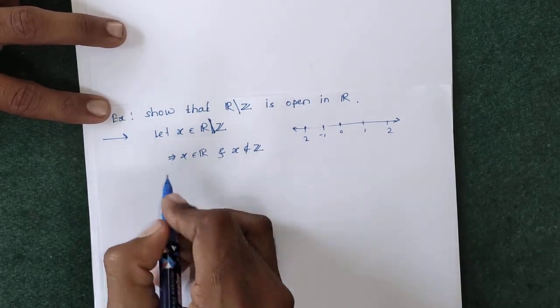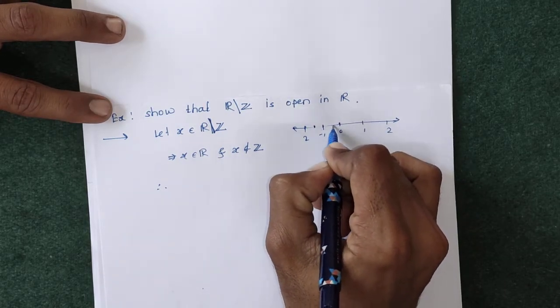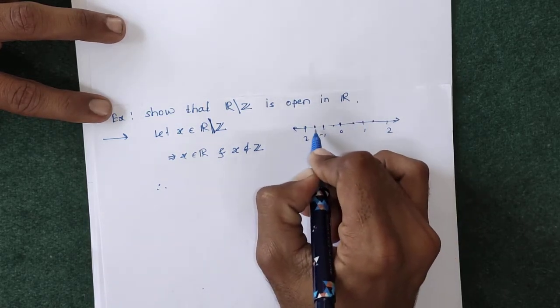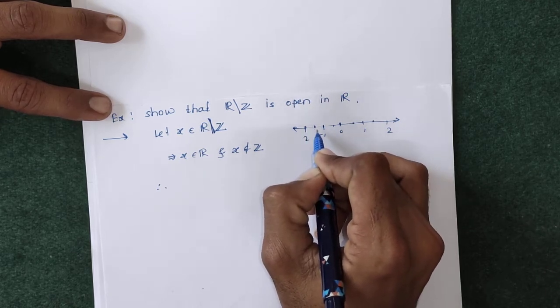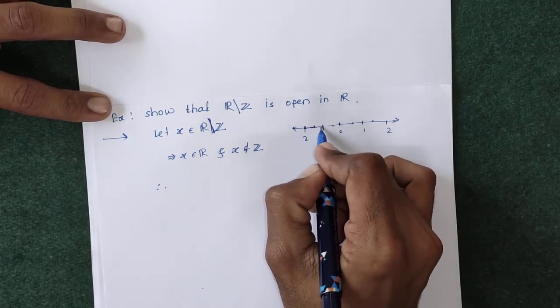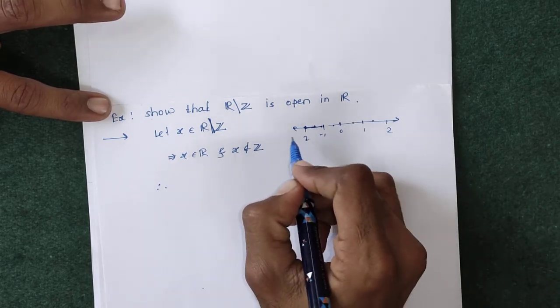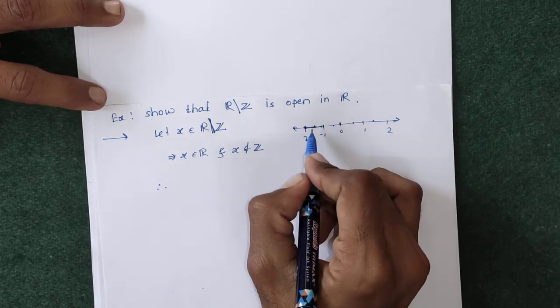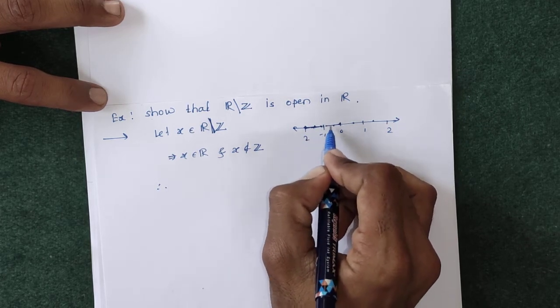So as this x belongs to R but not to Z, x must be in between the integers, not an integer. Real number but not integer means the real numbers in between the integers. So x belongs to R minus Z means x is some number in between these integers.